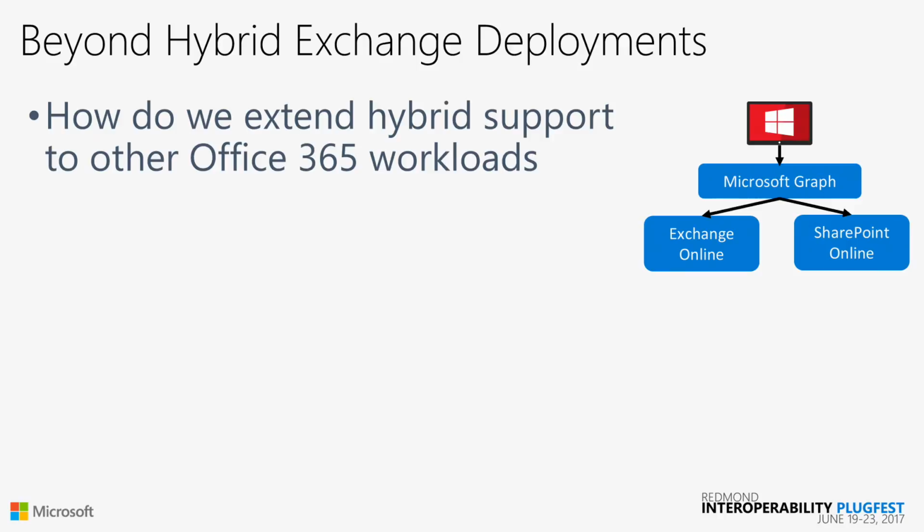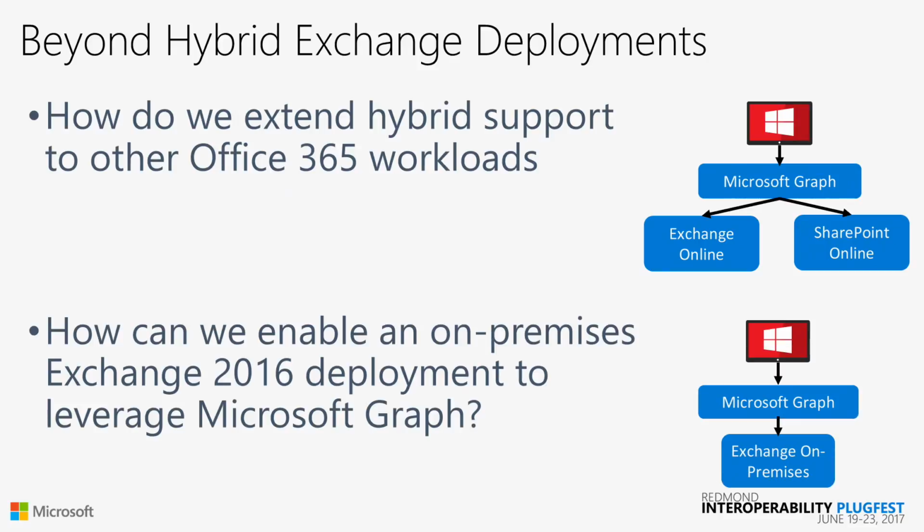Beyond hybrid, today Exchange was the first workload to enable this feature, where you could access both on-prem and the cloud. But there are a lot of other workloads as well. SharePoint is the next workload we're thinking about. How do we enable access to on-prem SharePoint sites or the on-prem SharePoint workload? Graph should be able to access not only the on-prem Exchange mailboxes, but also the on-prem SharePoint information about the user. So we're trying to extend the support.